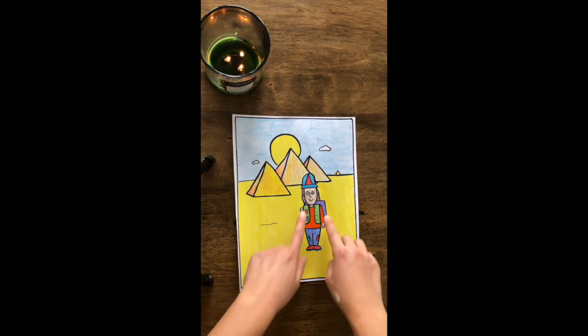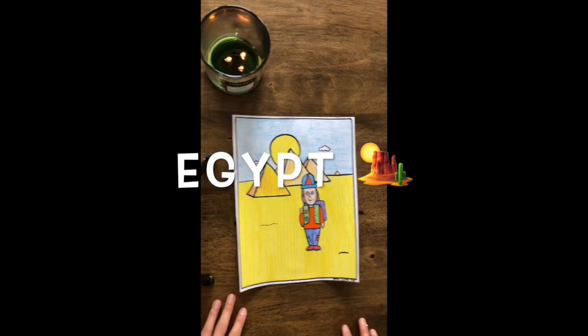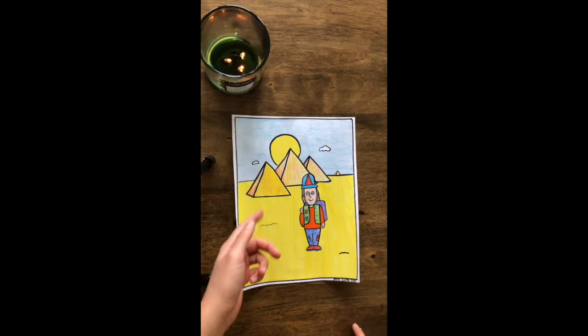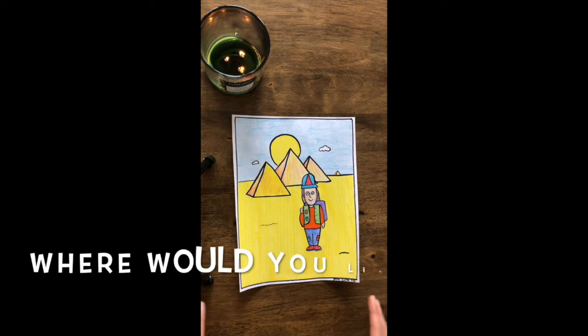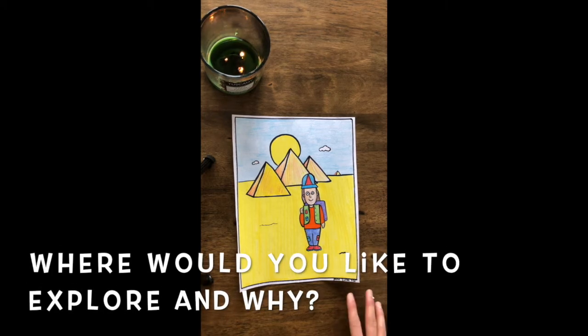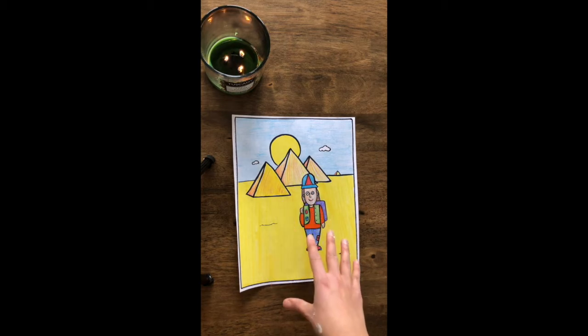For me personally, I drew it as myself, and I picked a place I've always wanted to go, which is Egypt. Like I said, I've always wanted to see the pyramids, and I thought it would be interesting to be an explorer of that area. So today I really want you to think about where would you like to go in the world and why? And then I'd like you to draw that environment behind you.